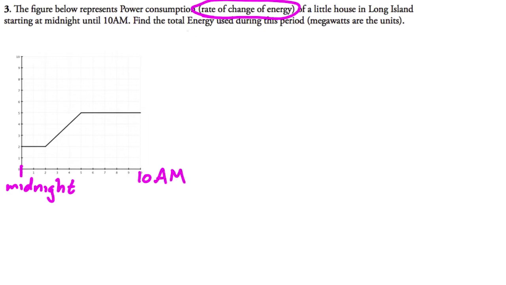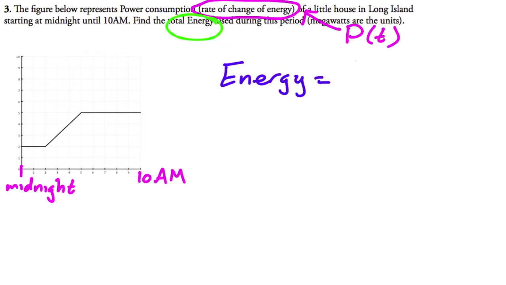Now, since power is the rate of change of the energy, let's just call that P of t. We want to find the total energy, so that's asking us for the quantity, the amount of energy. Since we know the rate, the energy is just going to be the integral of the power. From where to where? From midnight to 10 a.m. So midnight we call 0, and 10 a.m. is going to be 10. So we're looking for the integral from 0 to 10 of P of t dt, which means we're looking for the area underneath the power curve.